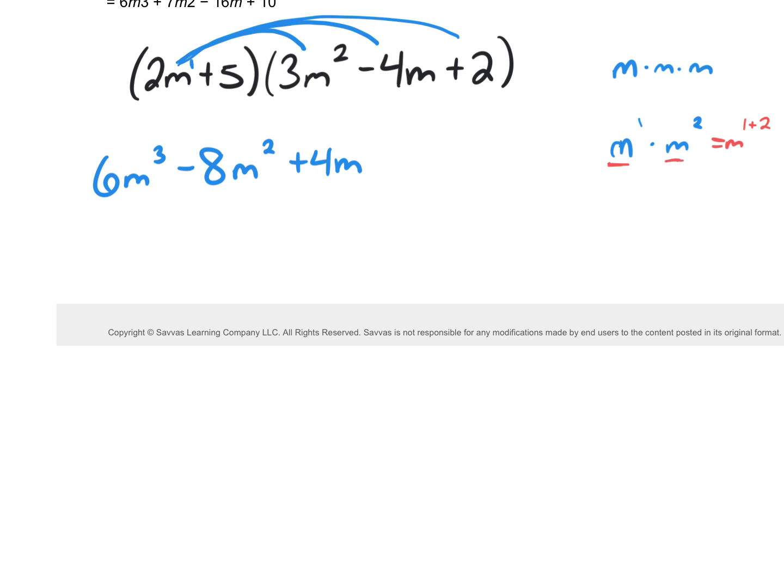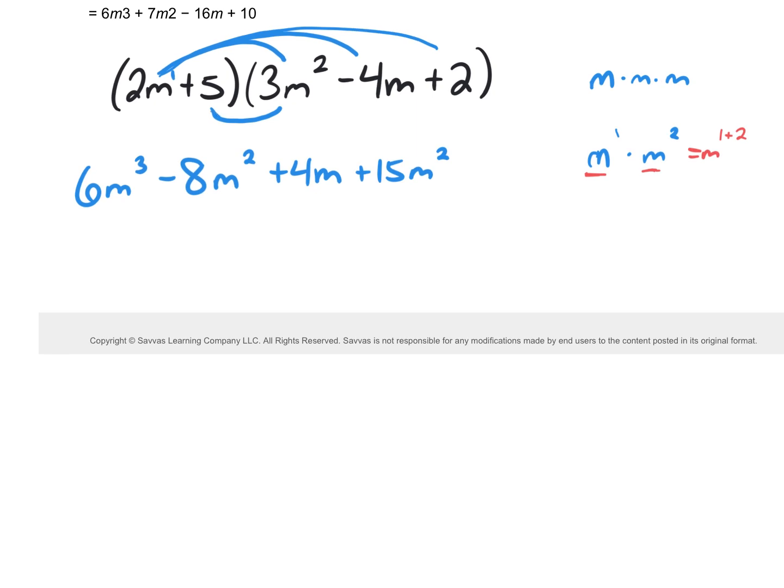Where do I move on to next? The 5. I have to do the same thing with 5, right? So I'm going to take 5 times 3m squared, 15m squared. And then 5 times negative 4m. Isn't it supposed to be 3? Oh, wait, no. Yeah, 15 doesn't have one. Never mind. We good? It is negative 20m.